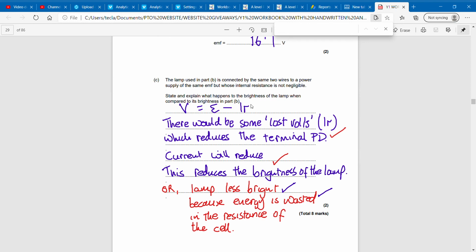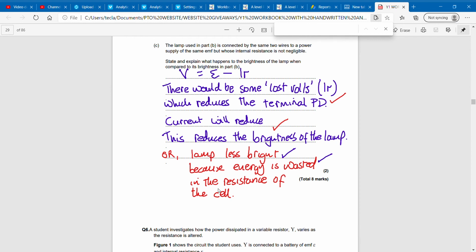So the lost volts is IR in this equation. There's now a potential dropped across the battery, and that reduces the terminal potential difference. The EMF is the maximum energy the cell can supply. That's reduced by this lost volts amount, IR, to give you a lower terminal potential difference. And that then means that the lamp will decrease in brightness. Or we can say the lamp is less bright because energy is wasted in the resistance of the cell. So just taking a simple energy transfer argument is fine as well to get 2 marks.